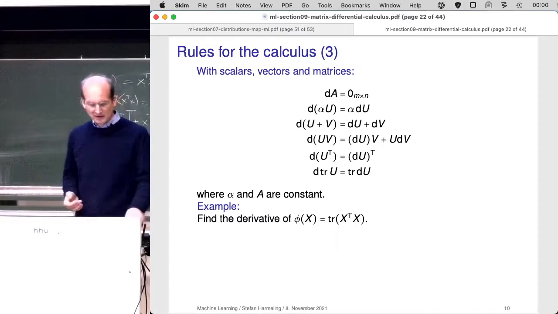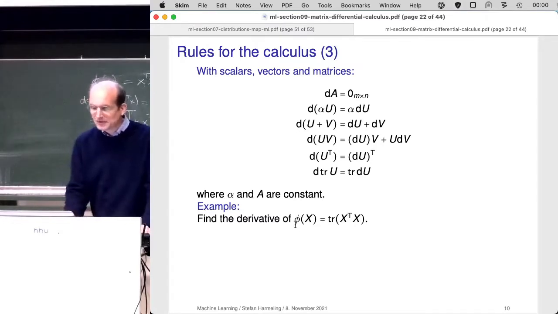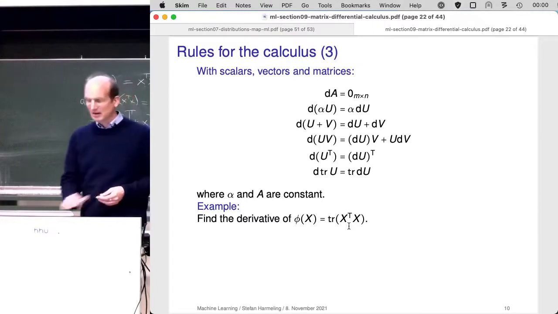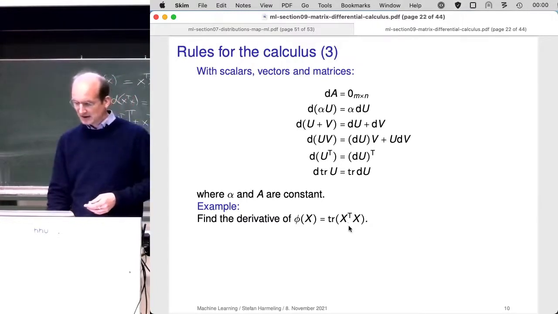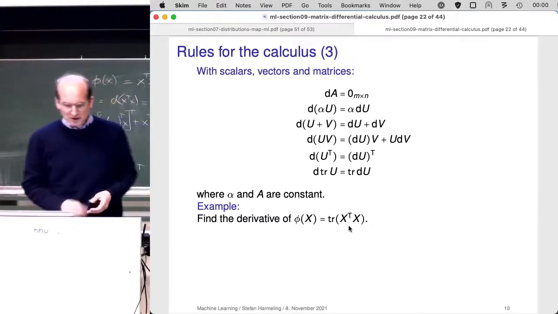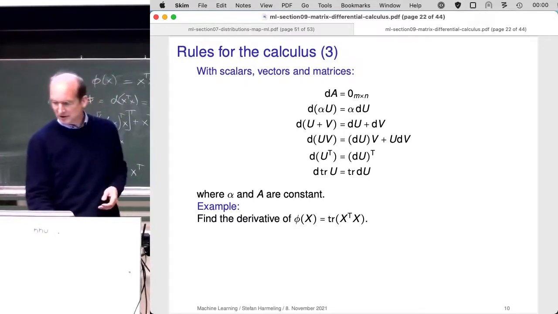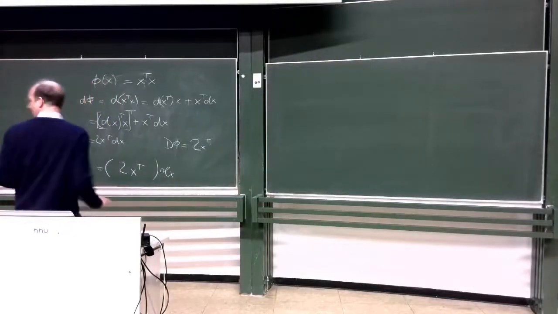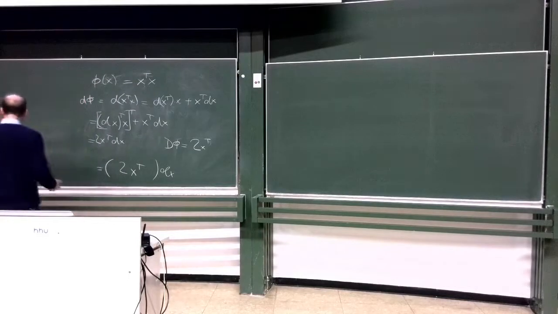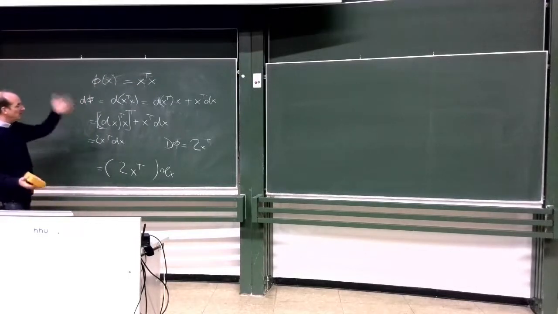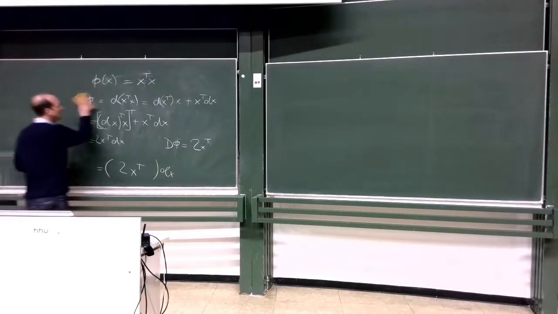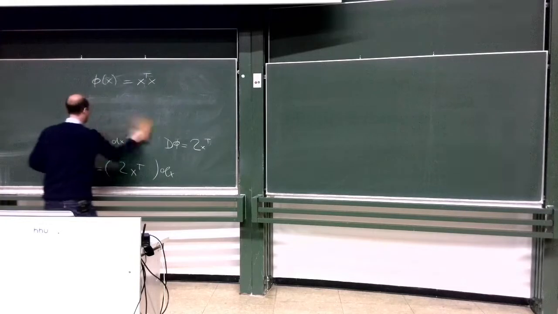Good, so here's another example. Find the derivative of the product where we have this trace here. I'm not sure, do I do it here? Yeah, I'm also doing it. Let me show you what's happening on the board. In principle, it should be as simple as this. I can try to write it down again, so then you can follow.